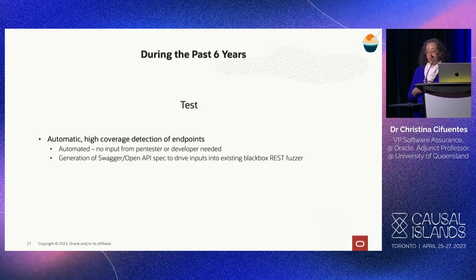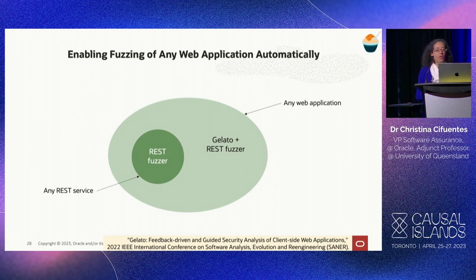And the aim was also to automatically generate a Swagger or OpenAPI spec to drive all of those inputs into existing fuzzers, right? So you can imagine that if you have a REST fuzzer, any REST fuzzer, right, that is able to go into REST services and therefore go into different endpoints, you combine that with the techniques of automatically crawling through your web application. So that's the outside blob that you see here, Gelato with the REST fuzzer. What you end up seeing is that now you're able to crawl various different types of web applications, and you can do this automatically.